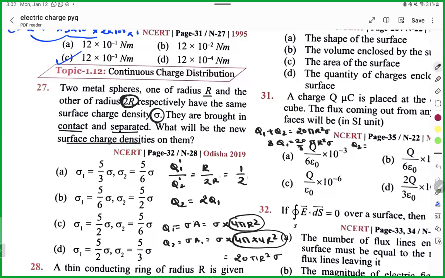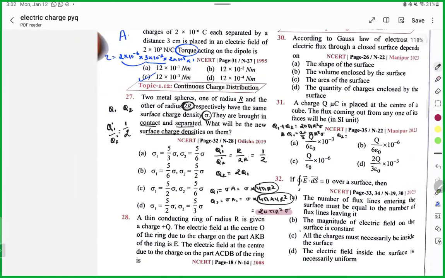Any doubt, guys? So first calculate your normal Q1, Q2, and add both to get the total. Second, in the new distribution of charge, the total charge will remain the same and the potential will be the same. You have to follow these two rules. Okay.